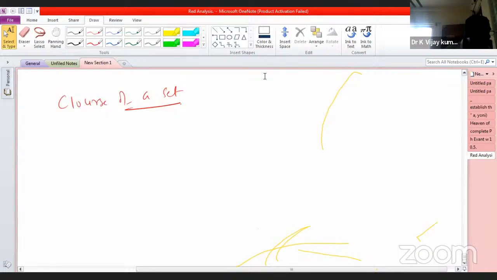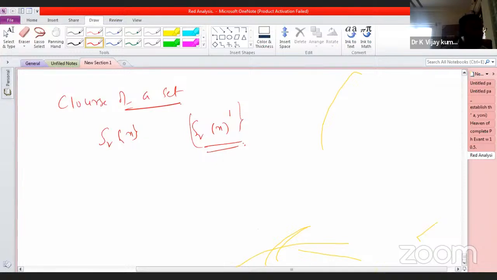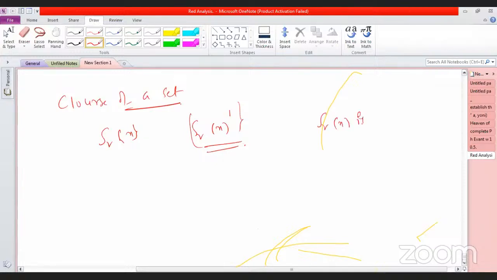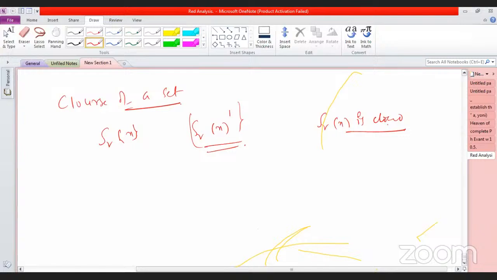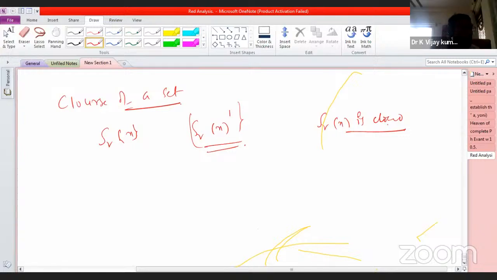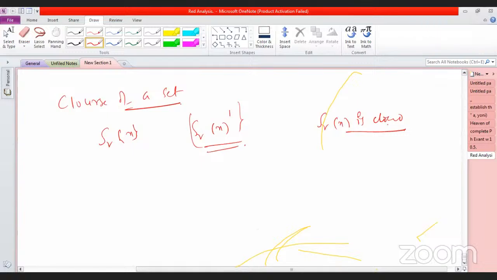A closed sphere is a closed set; this is the most frequently asked short question. Consider a closed sphere S_r[x]. Its complement is S_r[x] dash. If the complement is open, then S_r[x] is closed. If it is empty, then it is open and hence S_r[x] is closed.